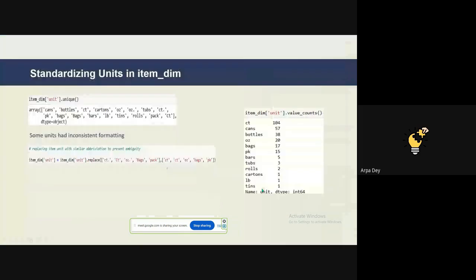When I was on the item dim, I came to know that there are various inconsistencies in the formatting of the unit column. For that, I have used the replace function to remove that inconsistency. As we can see, I have removed them.